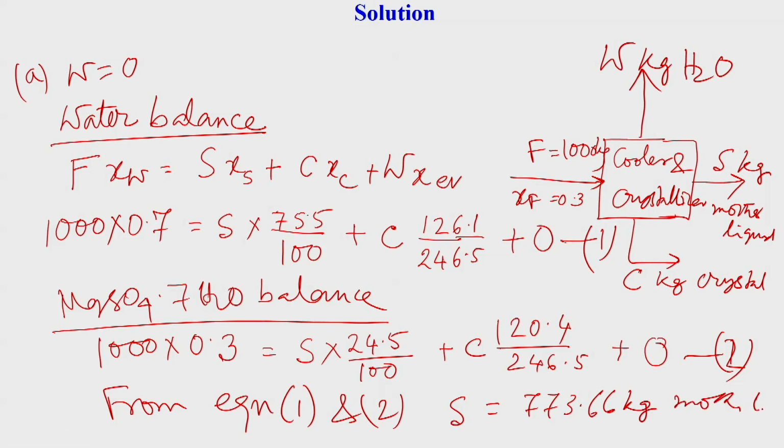And the crystal will be equal to the remaining amount, 226.34 kg crystal. When there is no evaporation, then we will be getting 226.34 kg crystal and 773.66 kg mother liquor. So, that will be divided into two parts and W will be 0.